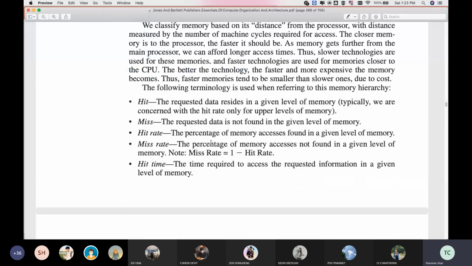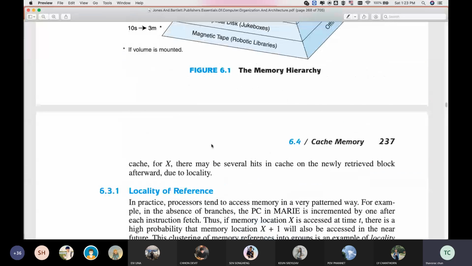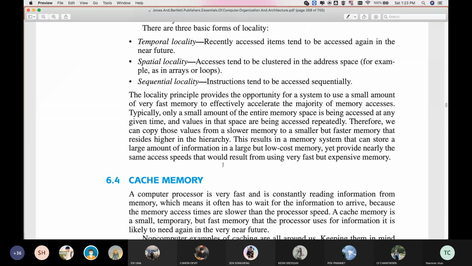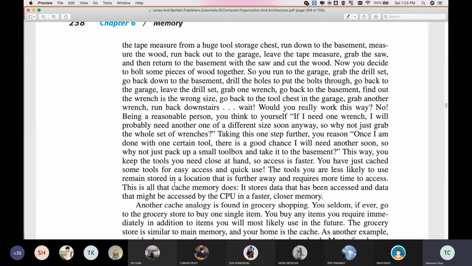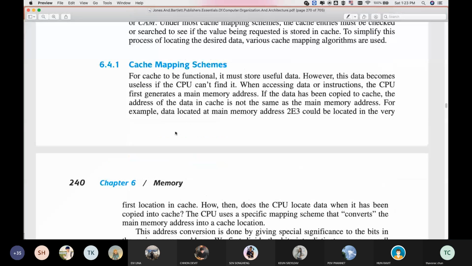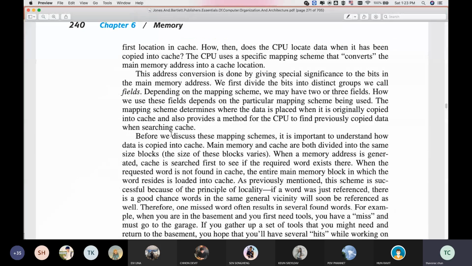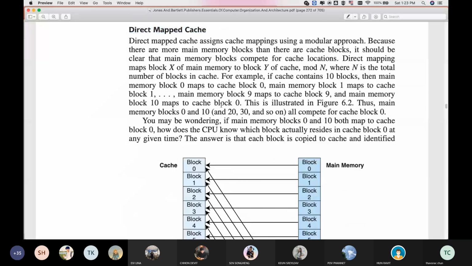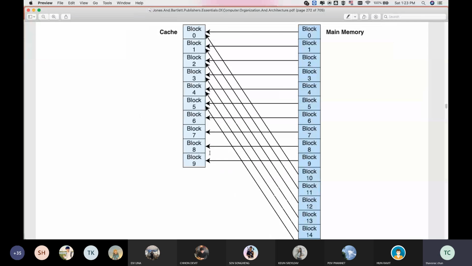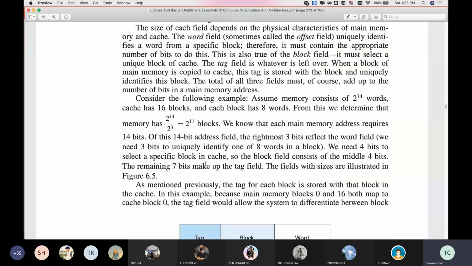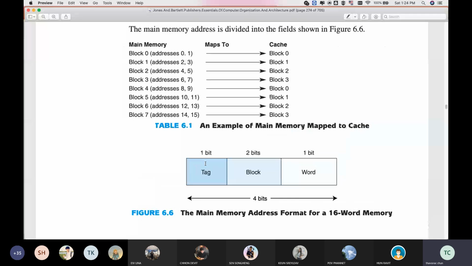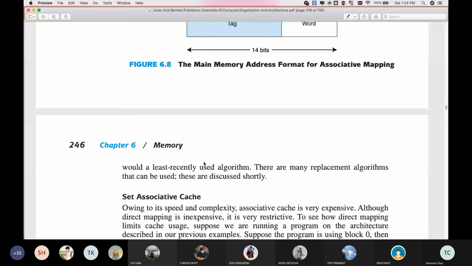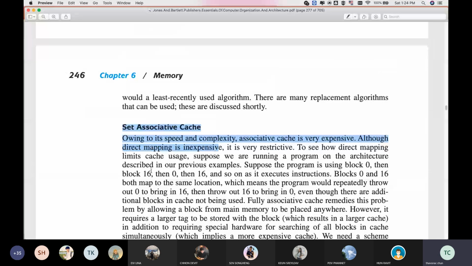In this chapter, you can find the cache mapping scheme here, about the locality of reference that I told you before. And here we talk about cache memory. This is about the cache mapping scheme, and we also cover the direct map cache here. Okay, this is the block mapping, and then we have the set associative cache, which is here.